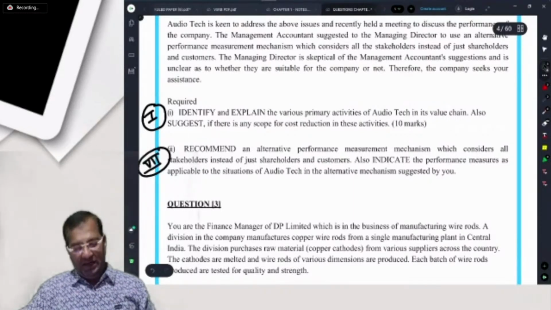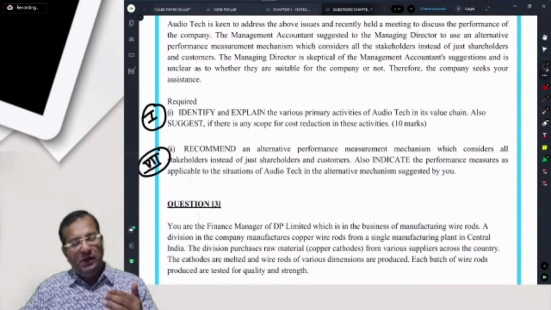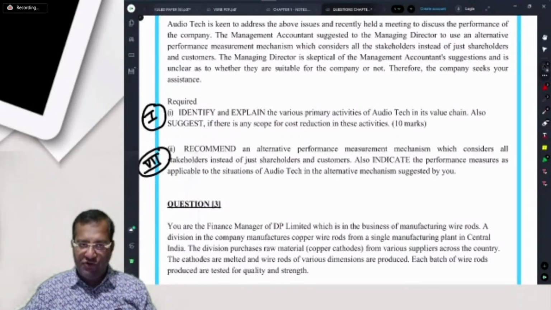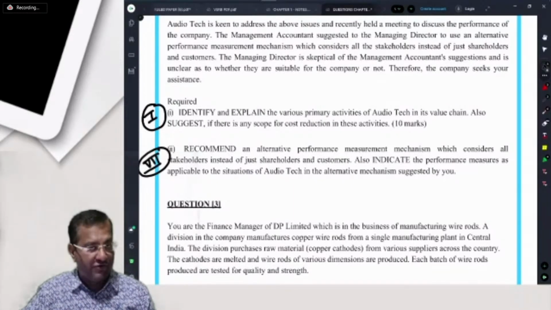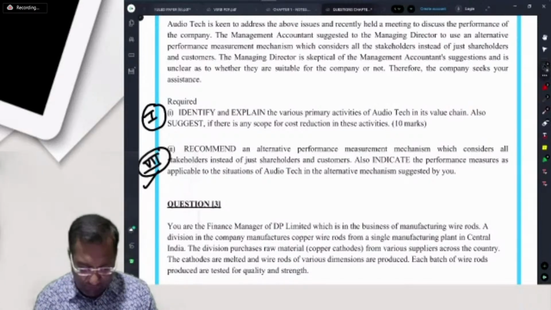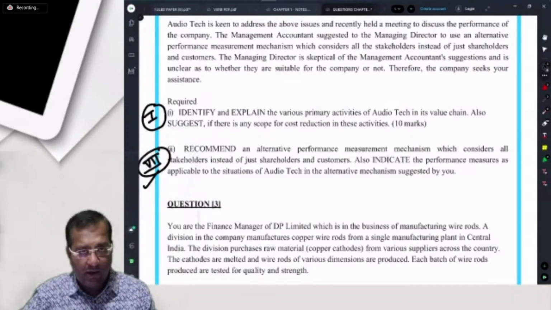Performance, measurement, and evaluation. It's a 20 mark question. I think it's a compulsory question in that particular examination. The first part consists of chapter number 1, value chain analysis. The second part consists of performance, measurement, and evaluation. Since we have not covered chapter number 7 and are at the starting stage, we will discuss only requirement part number 1 in this current session.